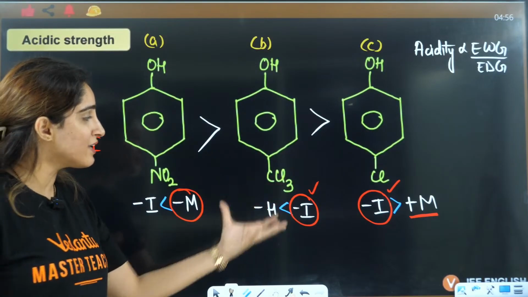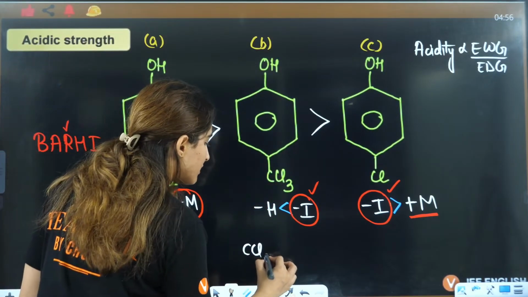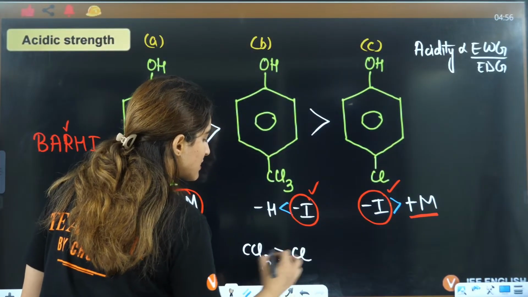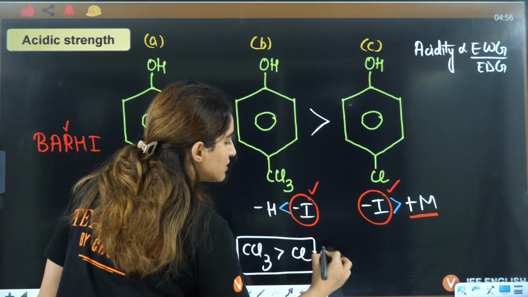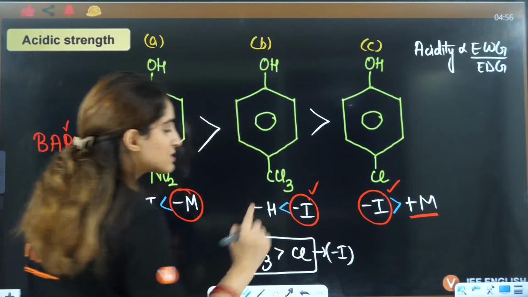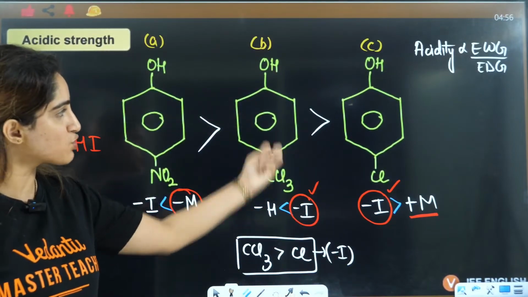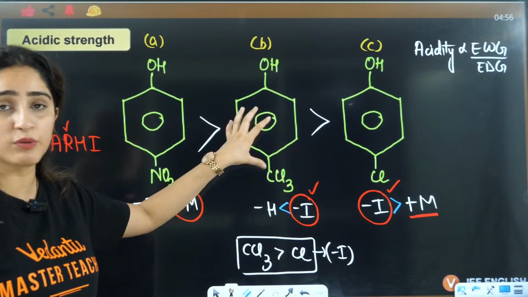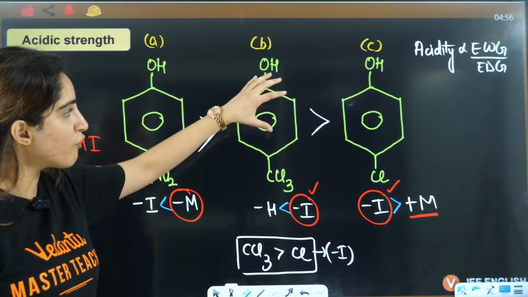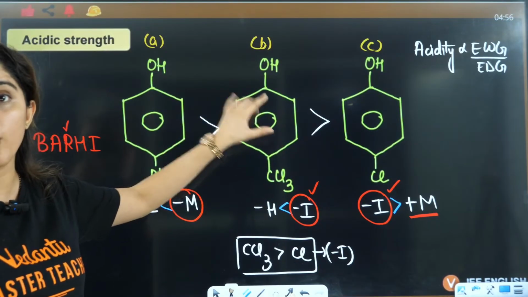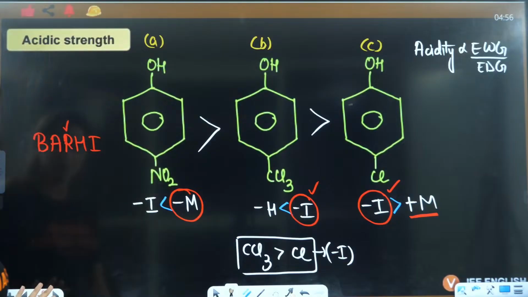So here minus I of CCl3 will be more than Cl. Minus I effect of CCl3 will be more than Cl, so it is going to pull out the electron with more strength. So withdrawal of electron will be more, so this will be more acidic in nature, right?